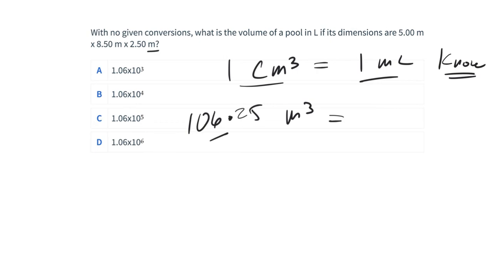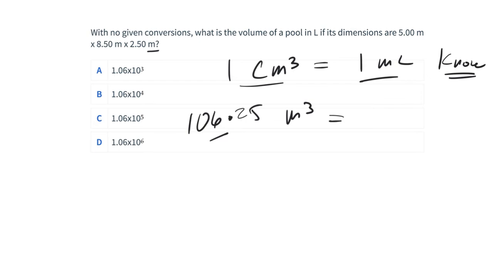If I'm converting this to liters, I could do this from this step here in 2 ways. I could, one, know the direct conversion by memorizing it, and some of you might know the conversion. You can use it if you know it. I usually forget it, but I think 1 liter is 0.001 cubic meter. If you know that conversion, you can use it directly.